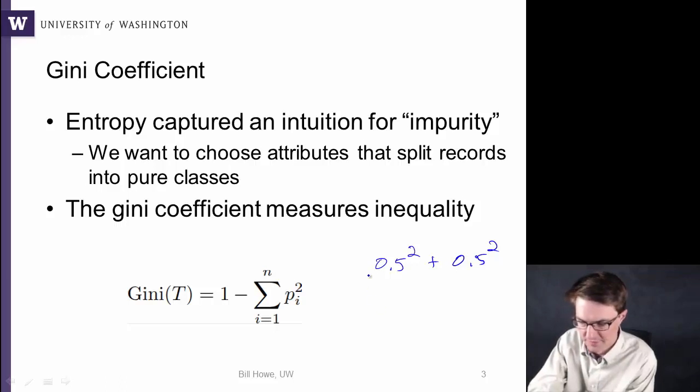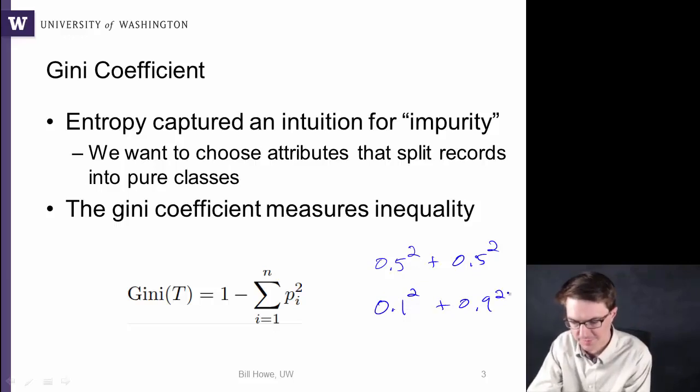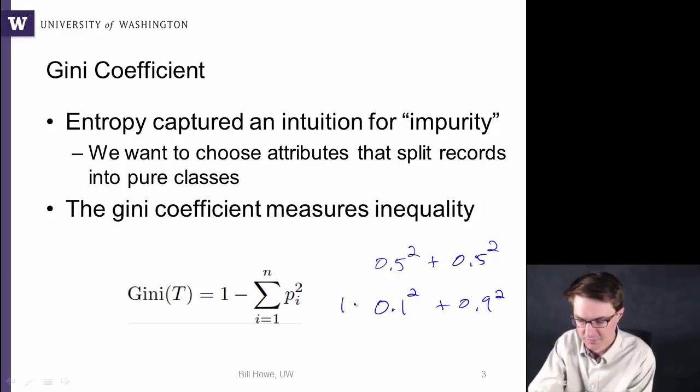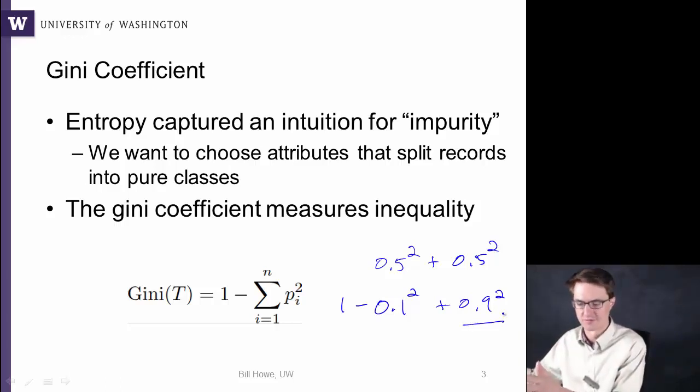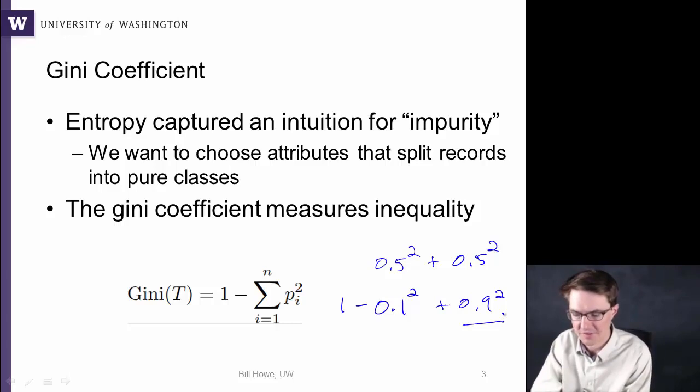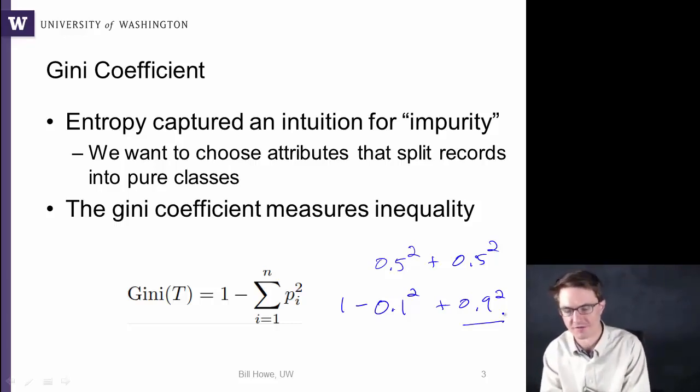But if you have 0.1 squared plus 0.9 squared, well, that's going to be a lot smaller. So 1 minus that will be much bigger. And this makes sense because if 90% of the values are one value and only 10% of the other, then this attribute is more pure than something that is evenly split.